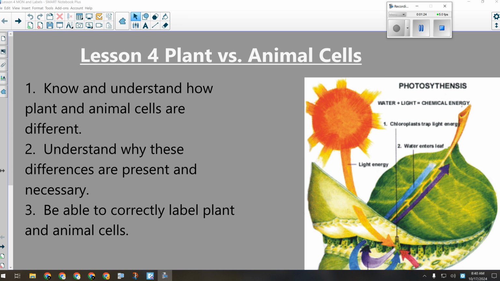Because they require different food sources? Exactly. They have different nutritional requirements, or what we call modes of nutrition.